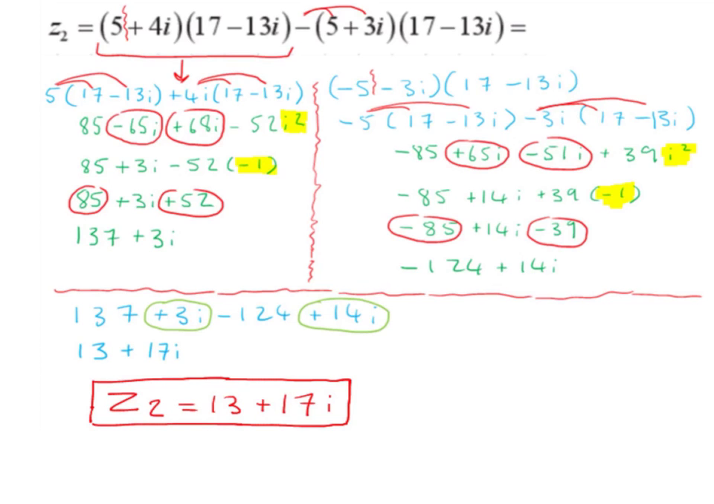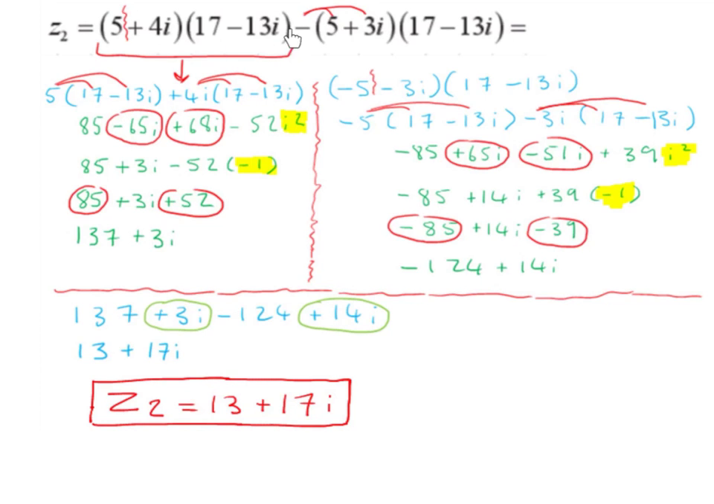Alternatively, what I could have done was multiplied this out without the minus, and then brought the minus in at the end. And I would have then said my first answer minus whatever I got for my second answer. And again, I would have had to be careful that I subtract the real from the real and the imaginary from the imaginary. But this is the way that I've done it.